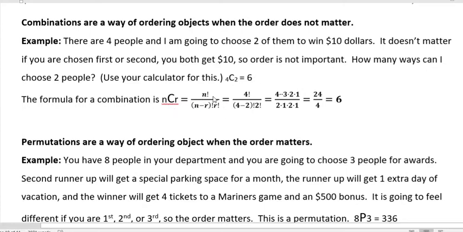And the formula for that is n factorial, and n was 4, so that's 4 factorial over n minus r factorial. Well, n is 4 and r is 2, so 4 minus 2 is how we get 2 factorial in here, and then 2 factorial again. 2 factorial is just 2 times 1, so we have 2 times 1 from this and 2 times 1 again. On the top we have 4 times 3 times 2 times 1, and that's 24 over 4, which is 6. So there's 6 different ways I could choose 2 people out of 4.